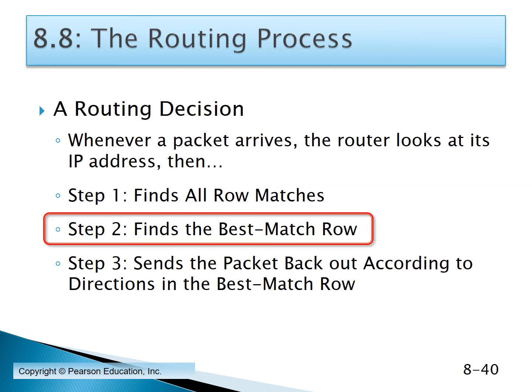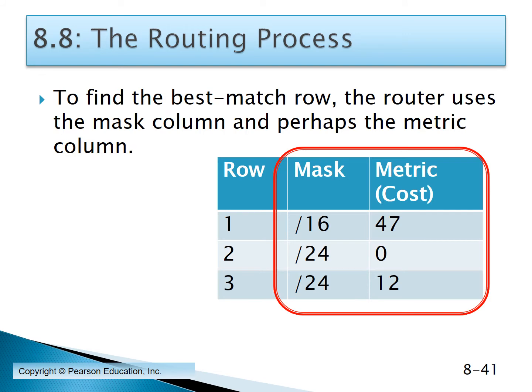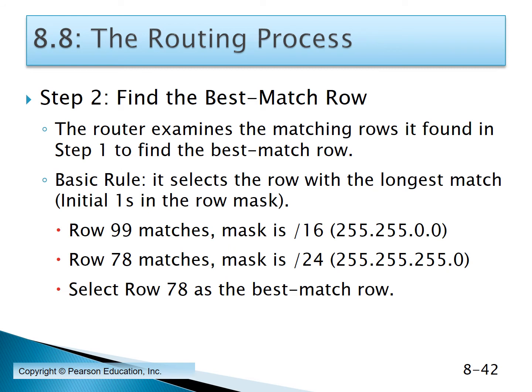Okay, so now we'll talk more about step 2. After finding all the row matches, we'll find out of all these matches which one is the best match. To find the best match, the router will use the mask column and also the metric column. Remember we said there is a metric that can be based on speed or cost or time, right? Most importantly, though, it will look at the mask first. So the router will examine the matching rows defined in step 1 to find the best match row.